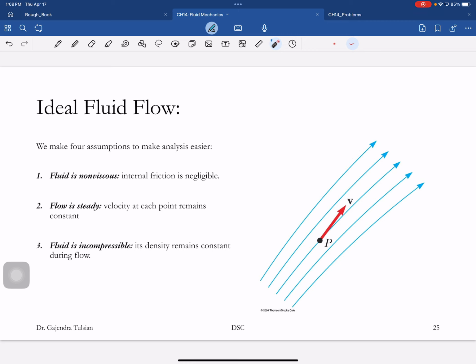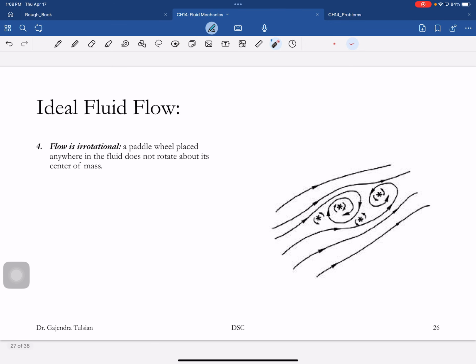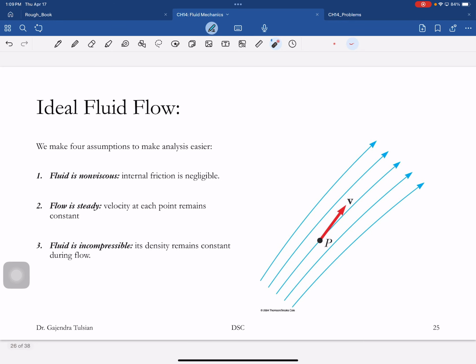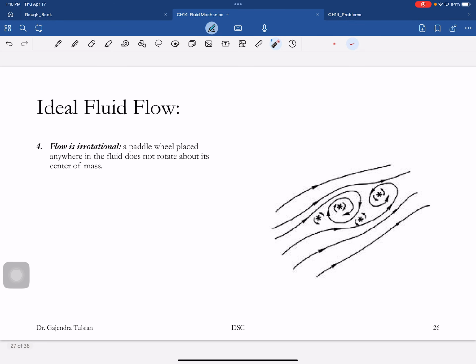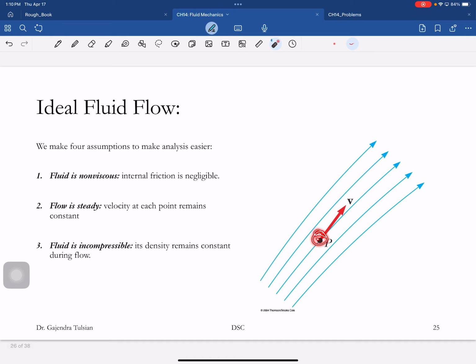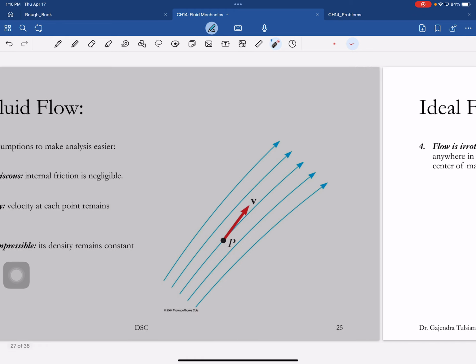The fluid is incompressible. That is, you can't compress a fluid, but we'll still apply these laws to air and stuff like that. Even air is compressible, but we'll consider air in situations where it's not being compressed terribly much. And the flow is irrotational. So we'll consider fluid flow like this and not like this. Here, if you put a paddle, the paddle will start spinning. So this is rotational flow. If you put a paddle here, it won't rotate. This is irrotational flow.